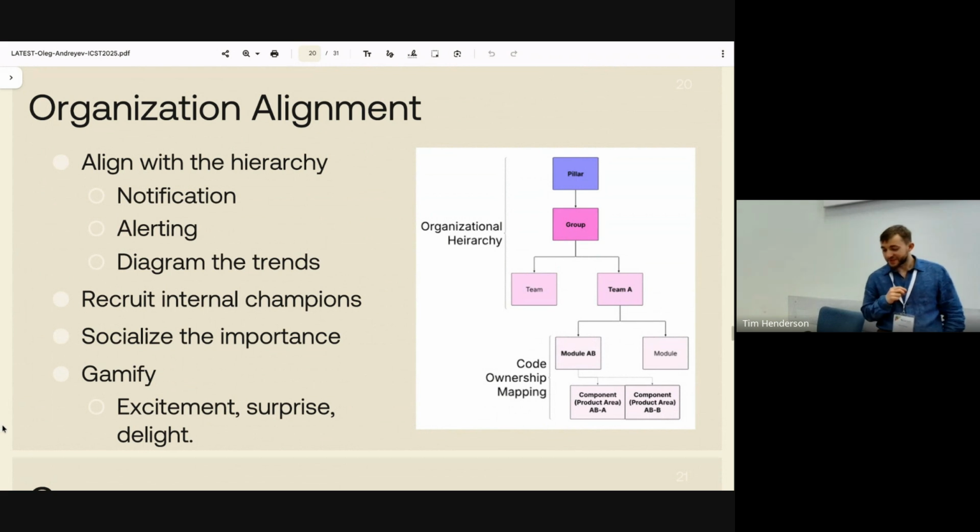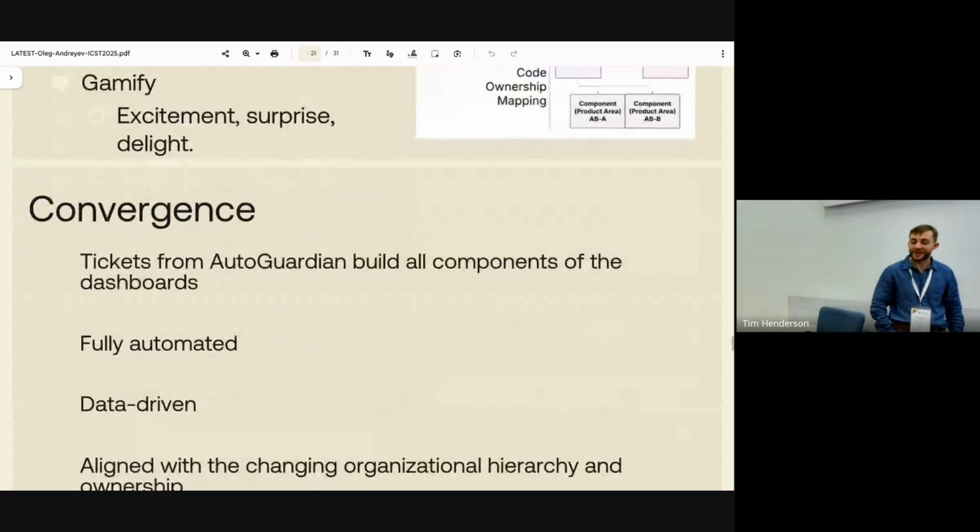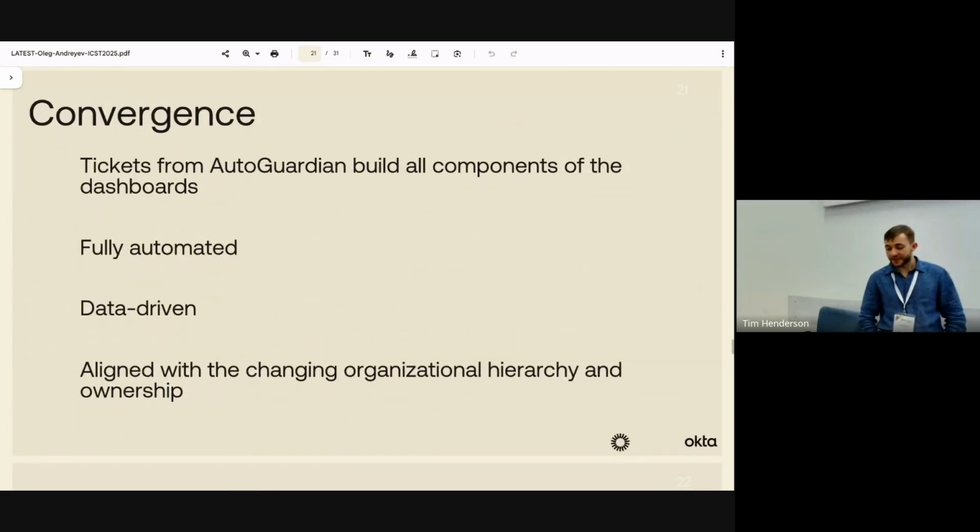Competition, it's fun too. So we remember, all work is urgent. All work has an SLA. So you need to fight for your work, flaky test mitigation, to be on that proper pedestal. So design your incentives accordingly. So let's put this together. Tickets from Auto Guardian build the components for the dashboards. That's fully automated. It's very data driven. And the test ownership is dynamically remapped every time reorgs happen.